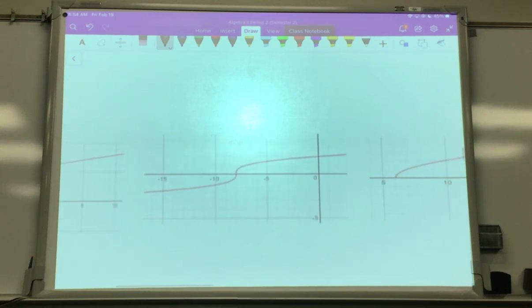Cube root, right? I can take the cube root of negative 8. So I can have those negative values in those odd index radicals. So cube root, fifth roots, we get two tails.